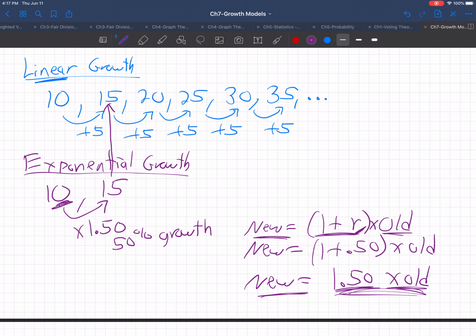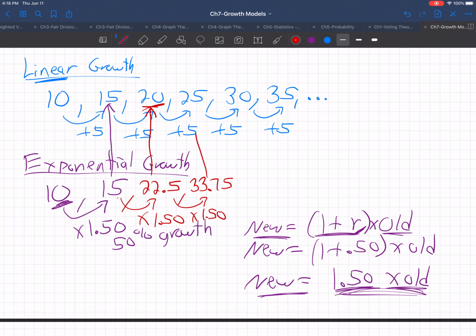So at first they kind of look the same. But let's keep going. What's going to be the next generation? We multiply by 1.50 again. I'm going to need my calculator at this point. Let's see. I'm getting 22.5 instead of 20. So it's a little higher. And then next, times 1.50 again, or just 1.5. And it's 33.75. It's starting to pull away.